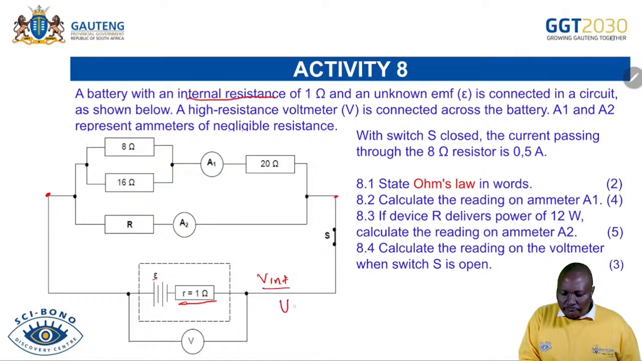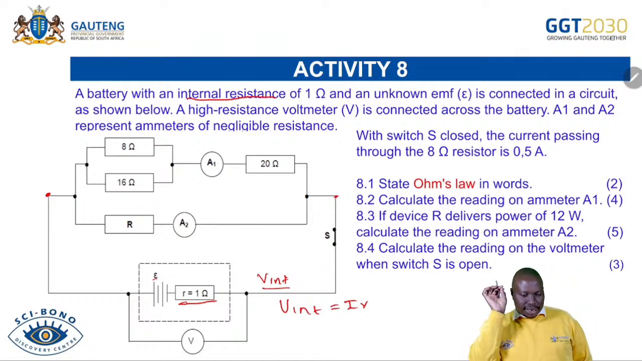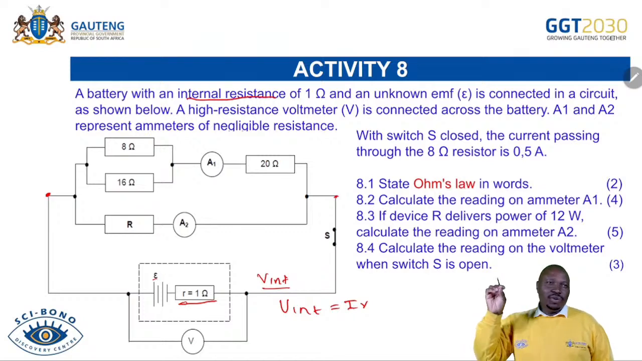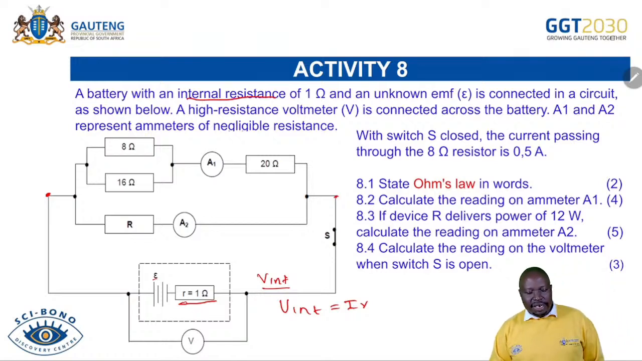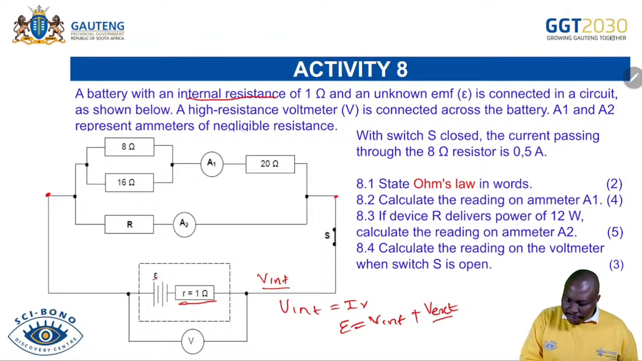So what we must understand is that V internal equals IR. So immediately when you say there is internal resistance, we're saying we have V internal, meaning that the EMF is going to be divided into V internal plus V external. So the external won't be equal, it will be less than EMF.